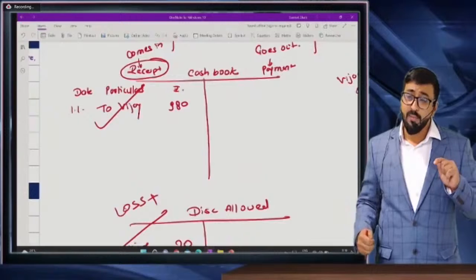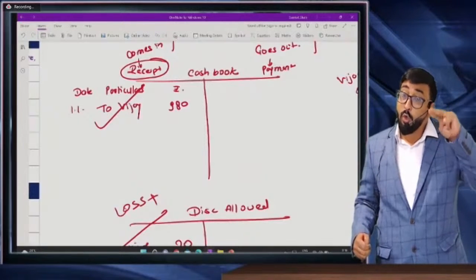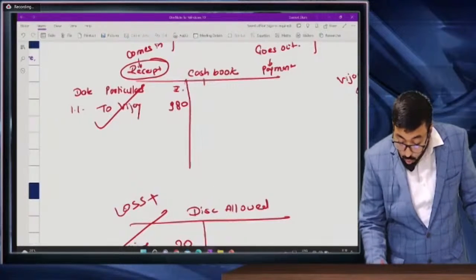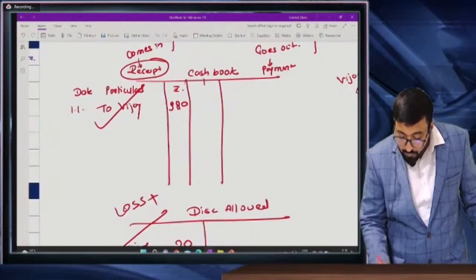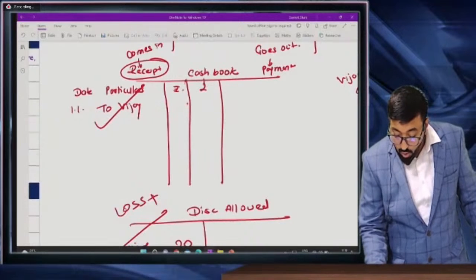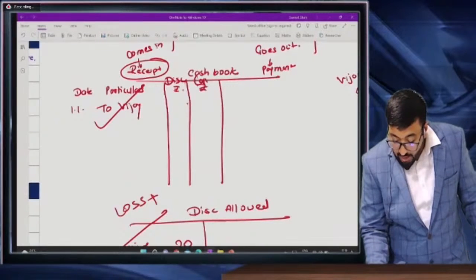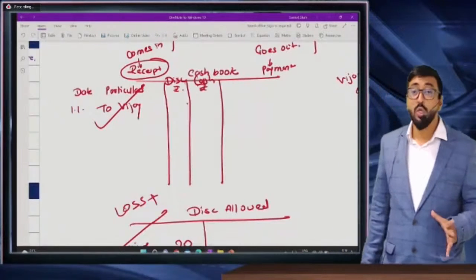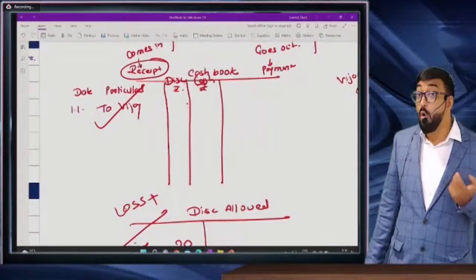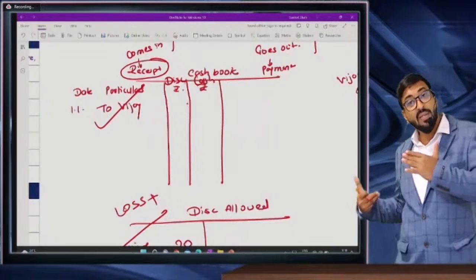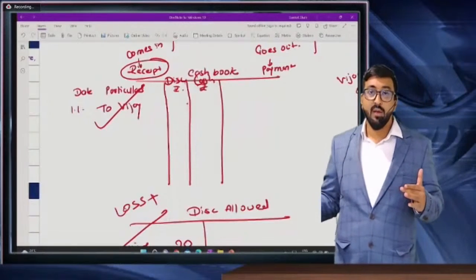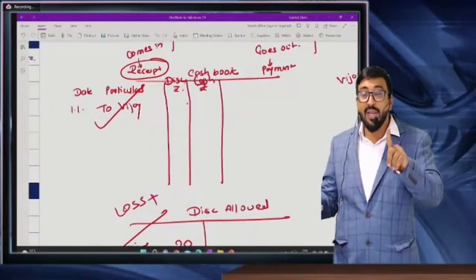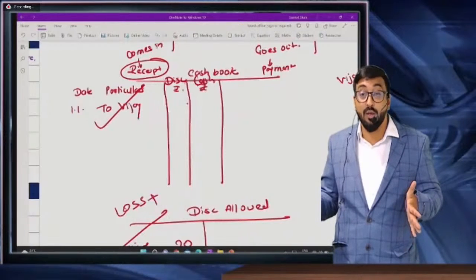Can you tell me, instead of writing two different ledger accounts, if I prepare two columns, discount column and cash column, which is easier? Whether to prepare one account, two separate ledgers, or only one ledger and two separate columns, which is easier?